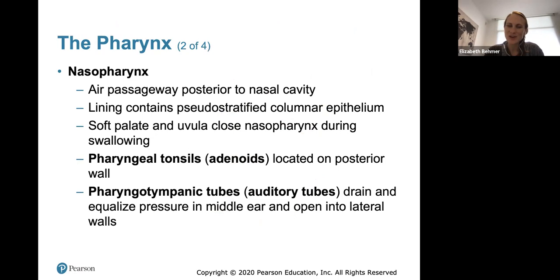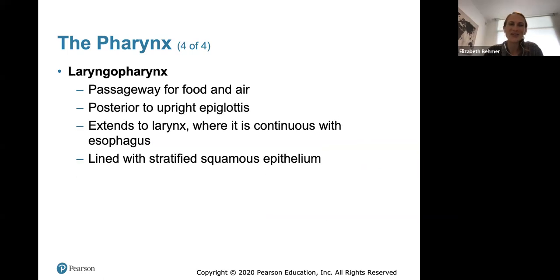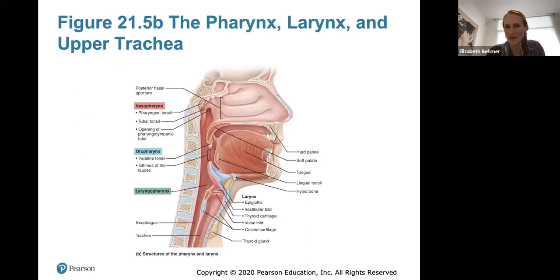So here's the nasopharynx, what makes up the nasopharynx, with different tonsils and auditory tubes. Your auditory tubes come from your middle ear to help equalize pressure. The oropharynx is the passageway for food and air. It has different tonsils as well, and we'll talk about the oropharynx on Thursday. And then the laryngopharynx is for food and air. It gives a passageway to the epiglottis. It extends to the larynx, and it's lined with stratified squamous epithelium.